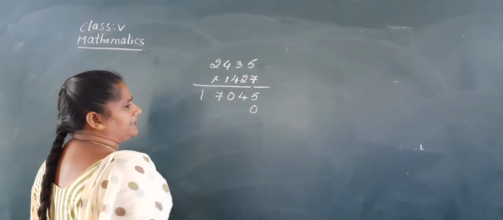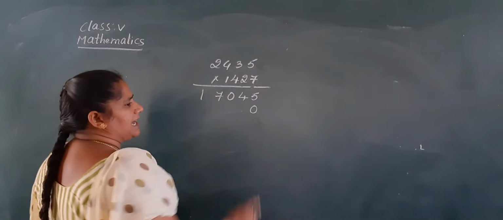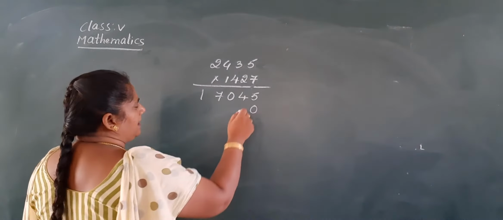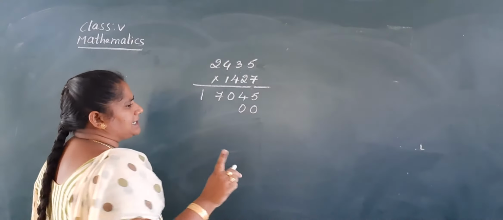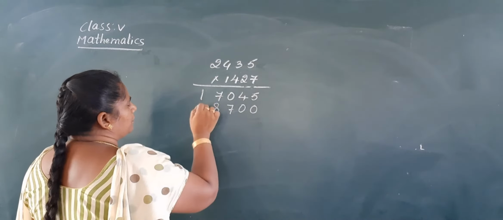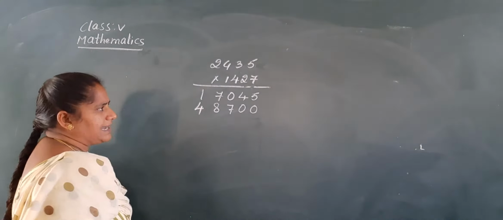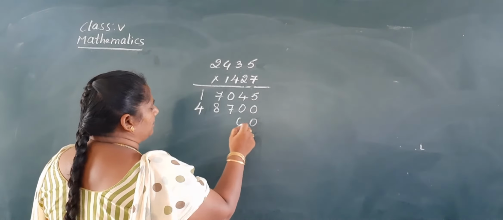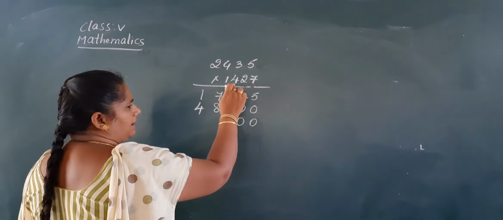Now start from the tens place. So 2 5s are 10. 1 in hand, 0 is down. 2 3s are 6 plus 1, 7. 2 4s are 8 and 2 2s are 4. Now once tens is completed, Nana, you keep 2 zeros and start from the hundreds place.